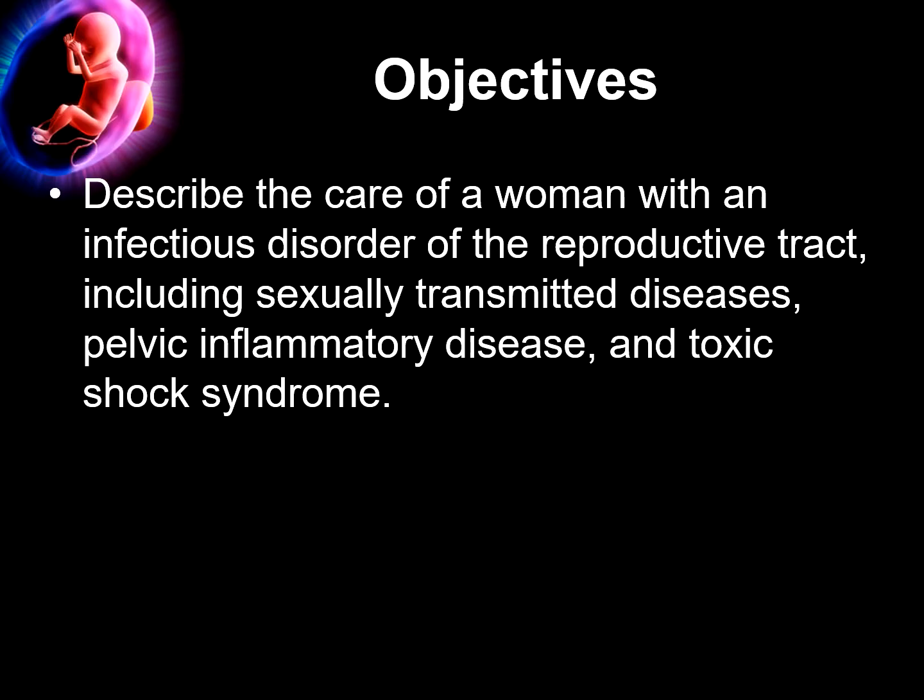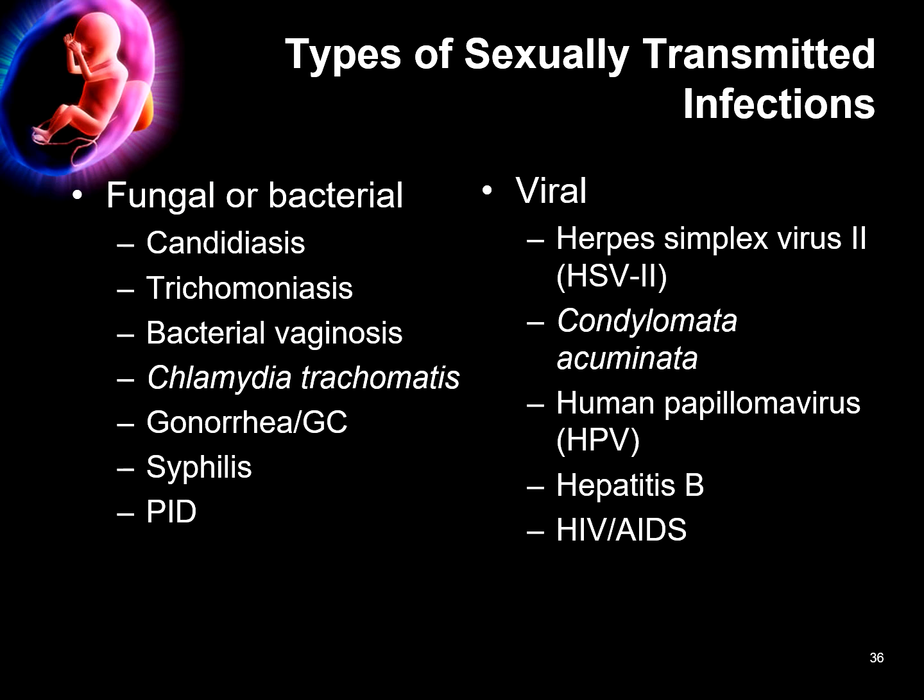And the objectives here with the sexually transmitted diseases, or STIs, sexually transmitted infections, are to describe the care of the woman with an infectious disorder of the reproductive tract, including sexually transmitted diseases, pelvic inflammatory disease, and toxic shock syndrome. And these are the different types of sexually transmitted infections.